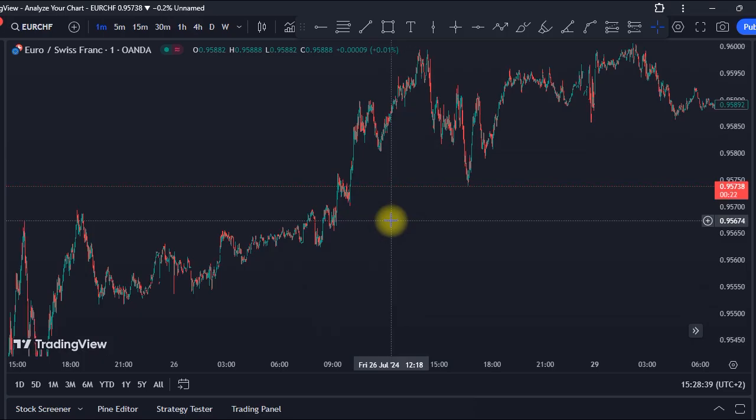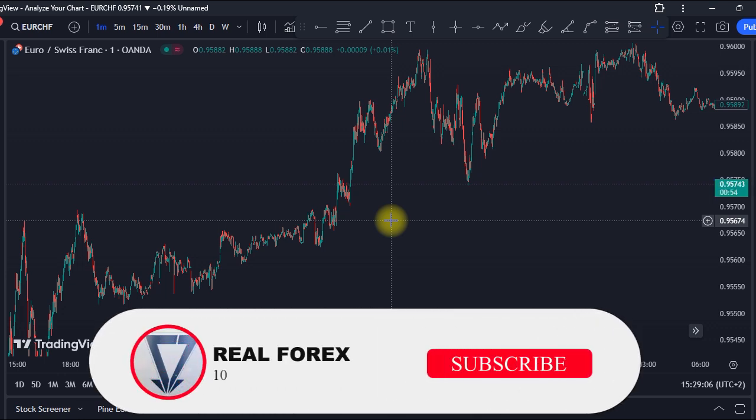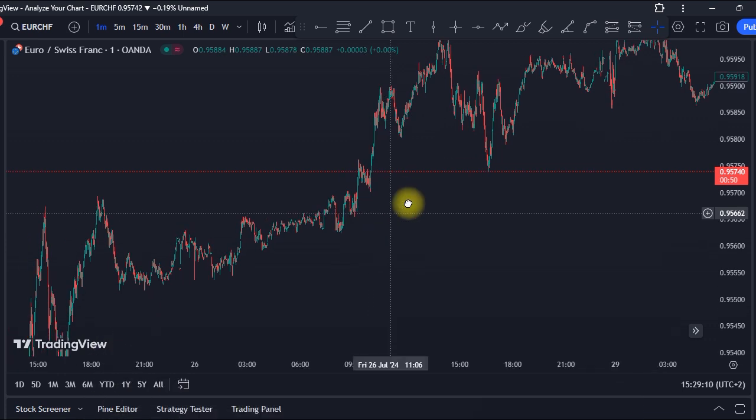Okay guys, now before we answer this question, I want us to look at this example here. It's on the Euro Swiss francs and it's on the 1 minute time frame. So we're going to look at this example over here, and then we are going to look at another example which is going to be on a higher time frame, like the daily time frame or the 4-hour time frame, and then we can draw a conclusion at the end of the video. And I'm going to give you my thoughts when it comes to trading the lower time frame and the higher time frame.